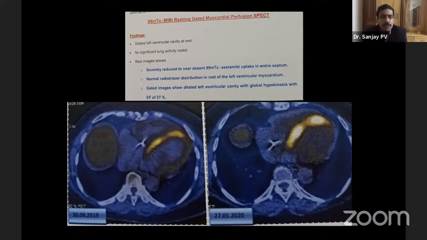So a SPECT is done just to see the viability of the tissue. It showed severely reduced, near absent uptake in the entire septum, whereas the rest of the LV showed normal uptake. And in the lower image, you can actually see the area which is lit up by the FDG is the septum, which is lit up due to the FDG uptake. So she has an active inflammatory pathology with scarring in the septum.